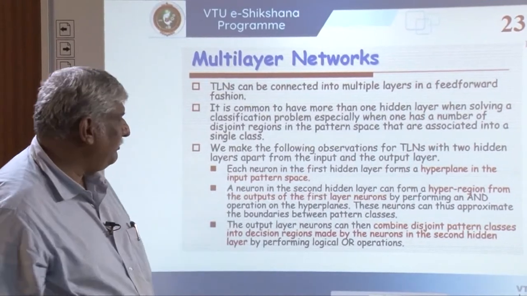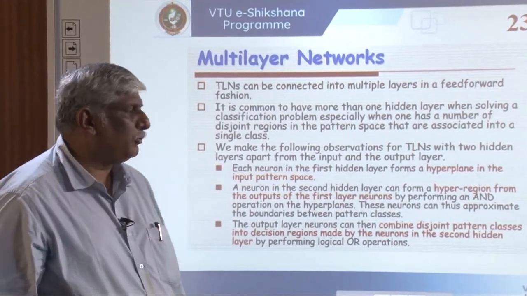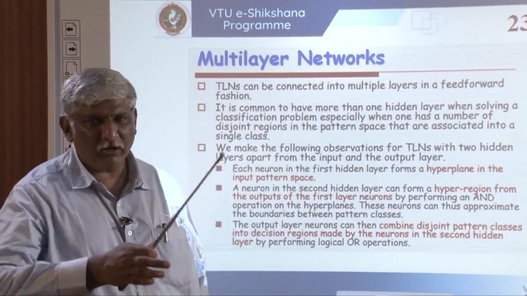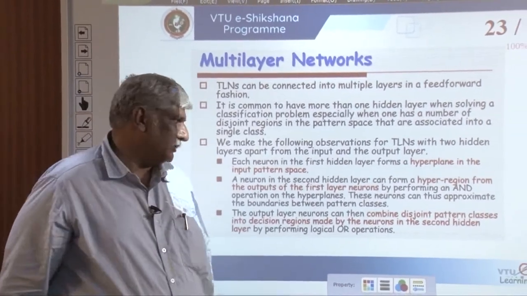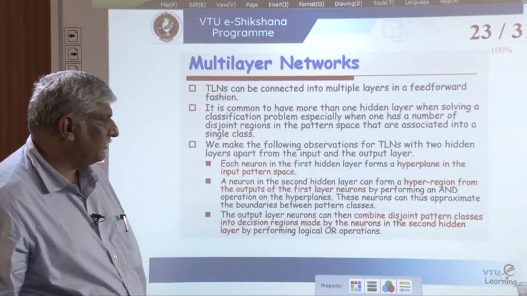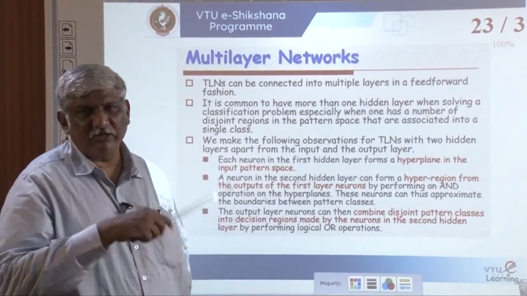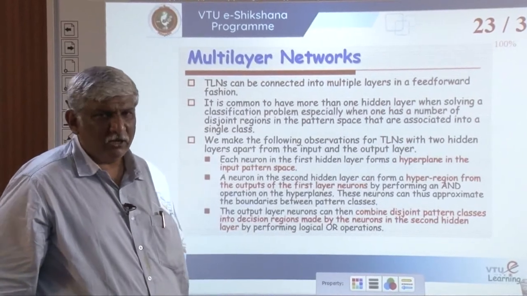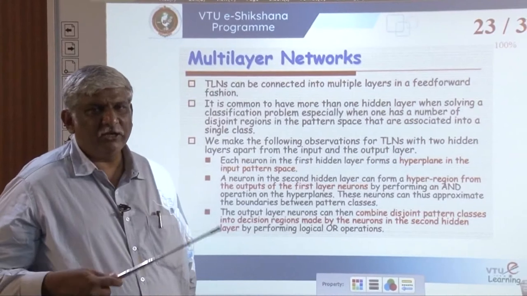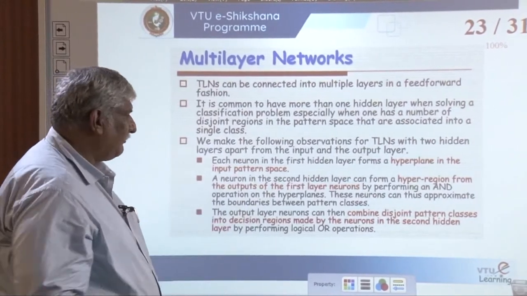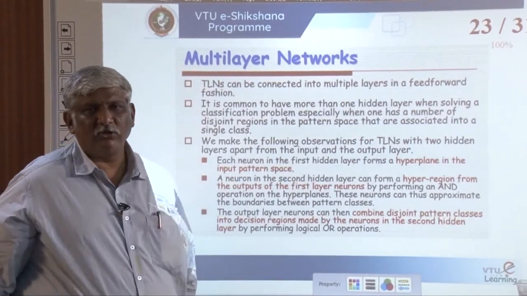So in that case, we make the following observations for a TLN with two hidden layers, apart from the input and output layer. There will be an input layer and an output layer, and in between, you will have one or more hidden layers. Here, each neuron in the first hidden layer forms a hyperplane in the input pattern space. We already discussed this in the previous slide. So whenever I have additional layers, each neuron in the first hidden layer forms a hyperplane in the input pattern space.